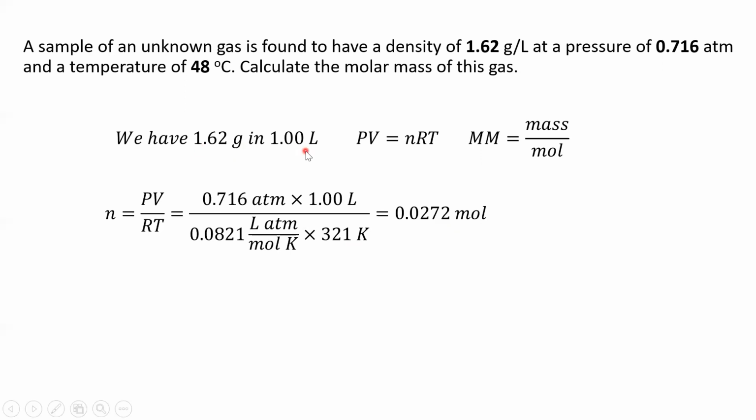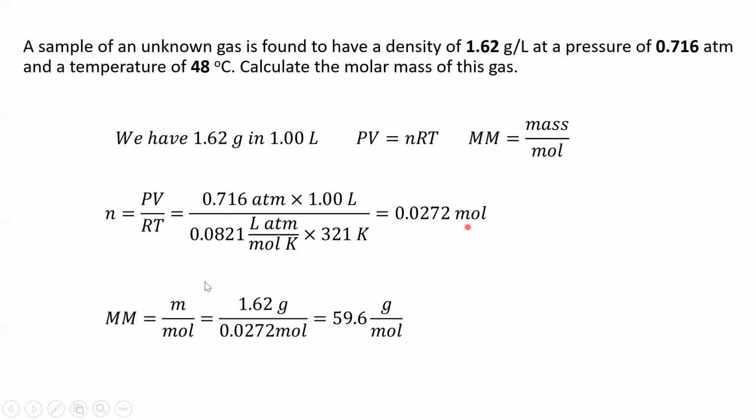The volume is 1.00 liters. And the number of moles of gas in that sample is 0.0272 moles. We can calculate the molar mass because we've got the mass and we've got the moles. So our molar mass is going to be 1.62 grams divided by 0.0272 moles. So the molar mass of this unknown gas is 59.6 grams per mole.